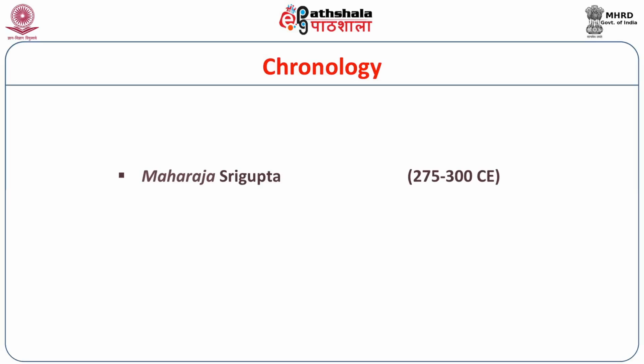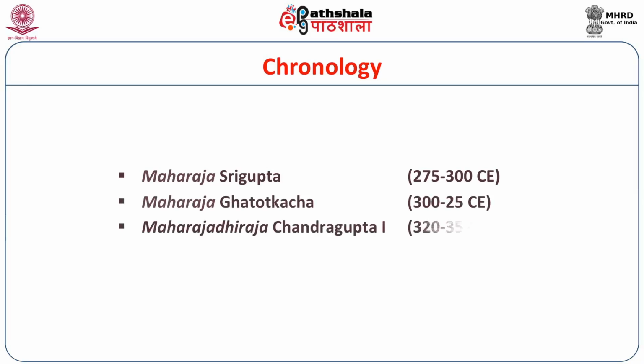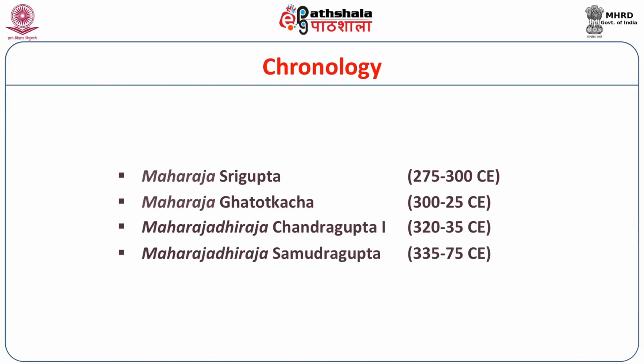Now this is the chronology of the early Gupta kings. It is known from the inscription that Maharaja Srigupta was the first ruler of the dynasty. He ruled from 275 to 300 Common Era. Then his son and successor Maharaja Ghatotkacha ruled from 300 to 325 Common Era. Then Maharajadhiraja Chandragupta I ruled from 320 to 335 Common Era. Then Maharajadhiraja Samudragupta ruled from 335 to 375 Common Era.